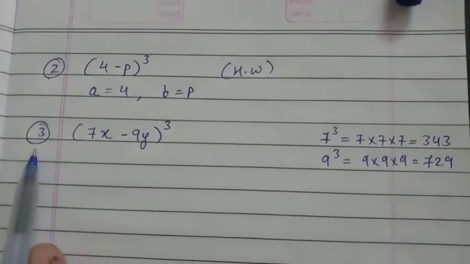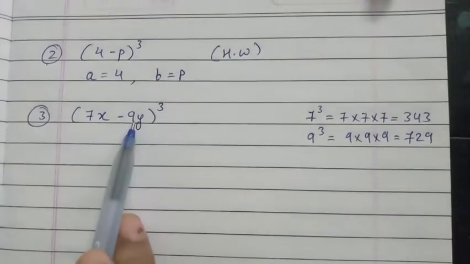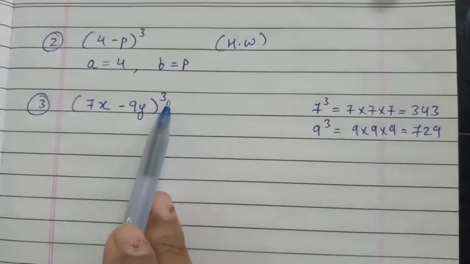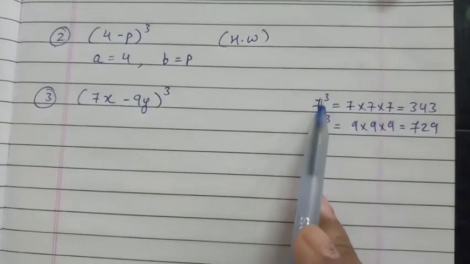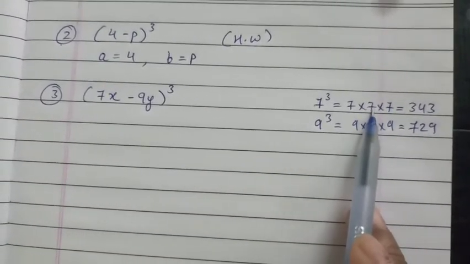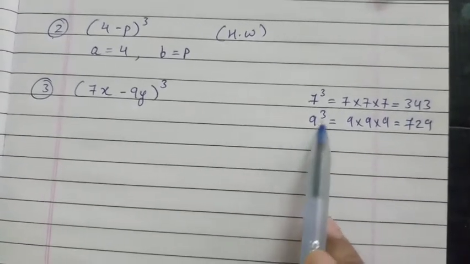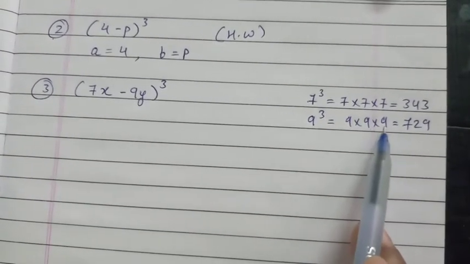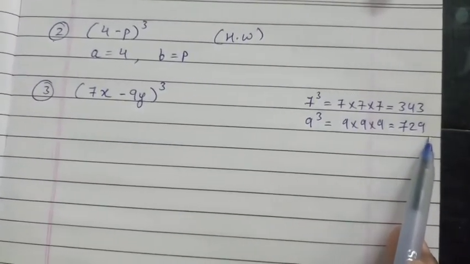Now I am going to teach you the third one. The third one is (7x − 9y) whole cube. Now you should learn the cubes. So 7 cube is 7 into 7 into 7. 7 7s are 49. 49 into 7 is 343. Similarly 9 cube, that is 9 into 9 into 9. 9 9s are 81 and 81 9s are 729.